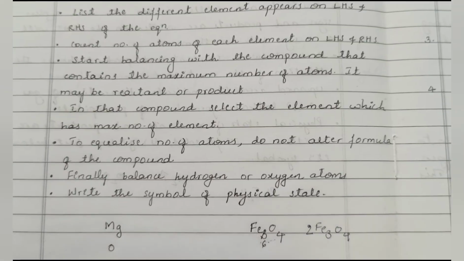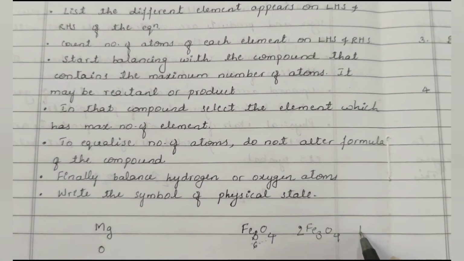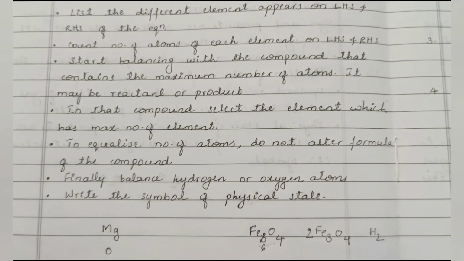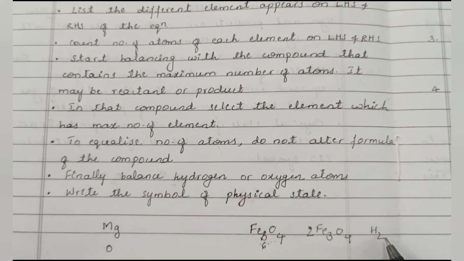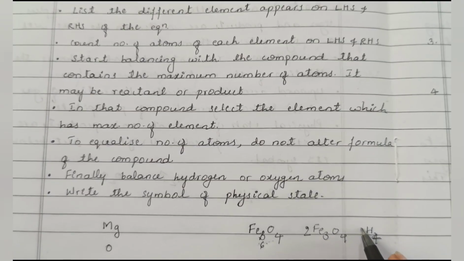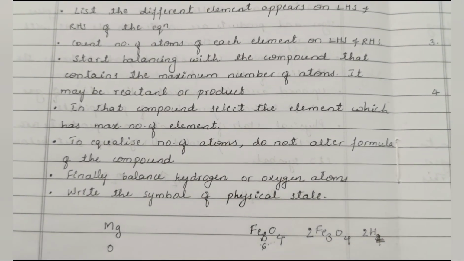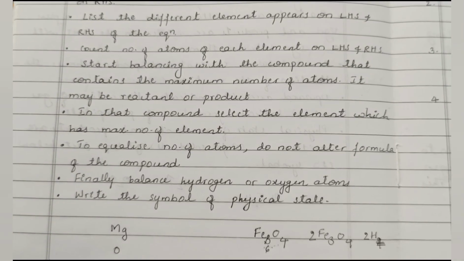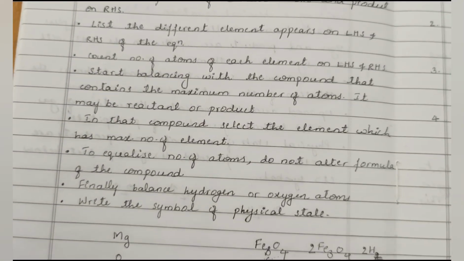One more example we will consider. H2. Here 2 hydrogen atoms are present, right? If we have to make it 4, don't write 4 here. You have to write 2 here. 2 into 2 becomes 4. Okay, this is the correct way.